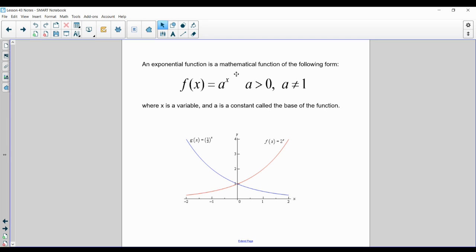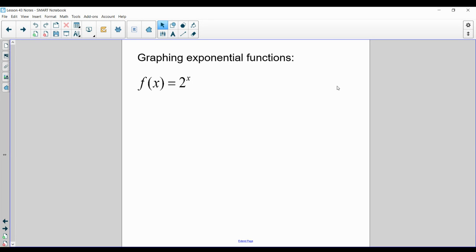So you've got your base and you've got your exponent. That's what's going to make an exponential function. All right, so graphing exponential functions. Let's start with the basic one here: y is equal to, or f of x is equal to 2 to the x. What you would do is make a chart and plug in numbers for x.